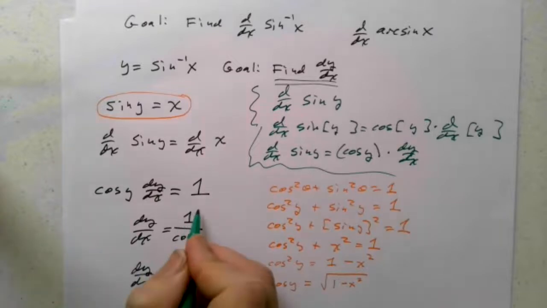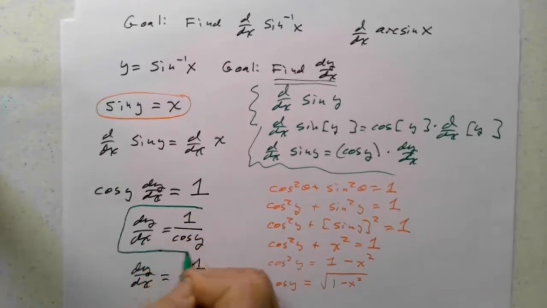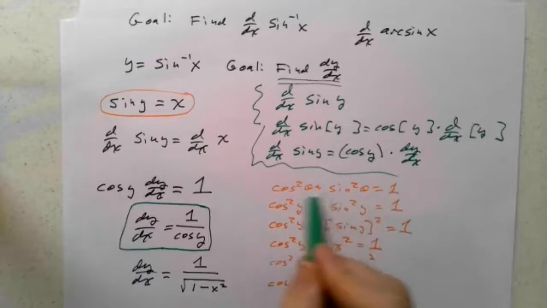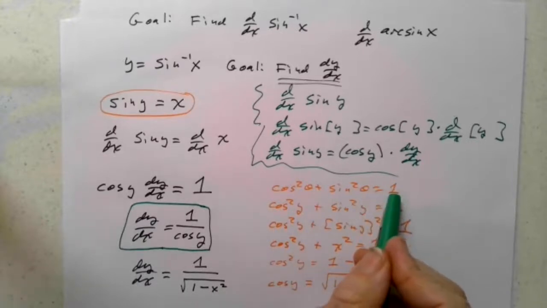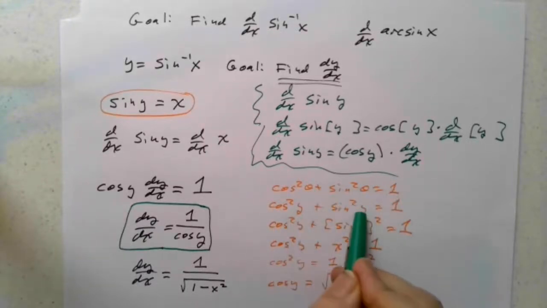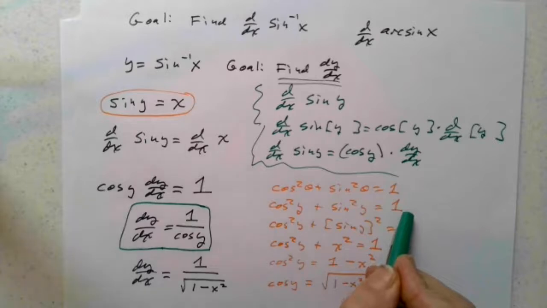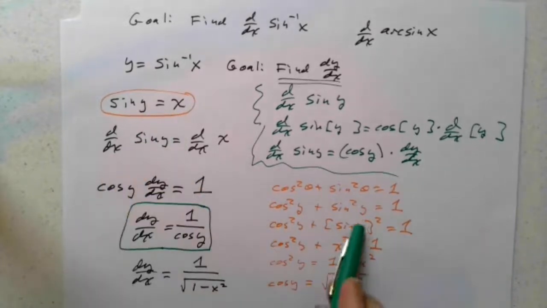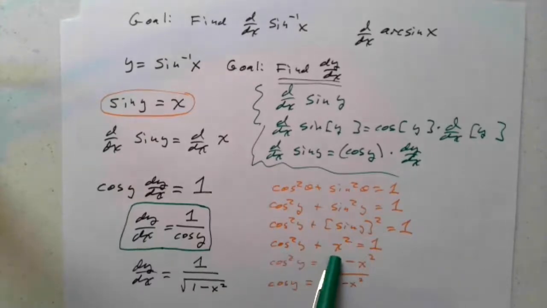And many students think this is the final answer, but not really, because x is our independent variable. So we need to go ahead and rewrite cos y in terms of x. And we did that with our favorite identity, cos squared theta plus sine squared theta is 1. Replace theta with y, cos squared y plus sine squared y is 1. Sine squared y just means sine y squared, but we said sine of y is x, so replace sine y squared with x squared. Now I have cos squared y plus x squared is 1. So cos squared y is 1 minus x squared.